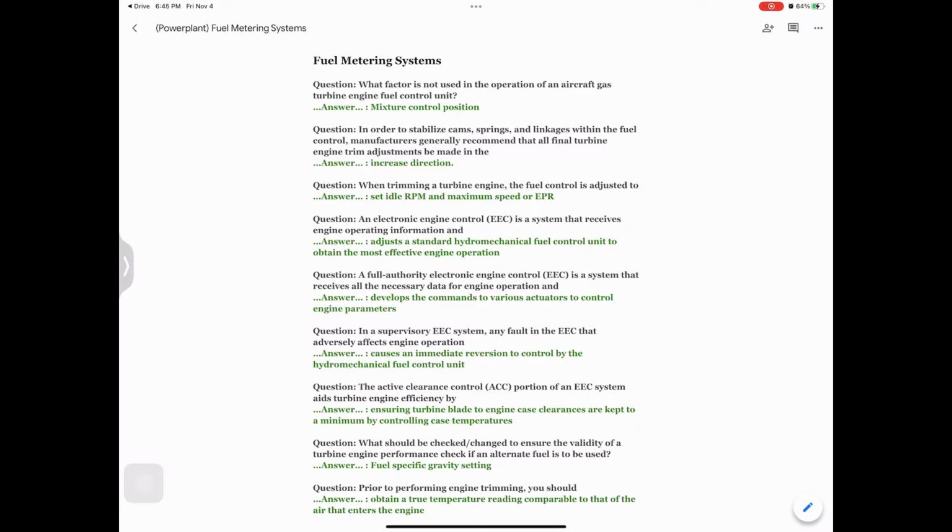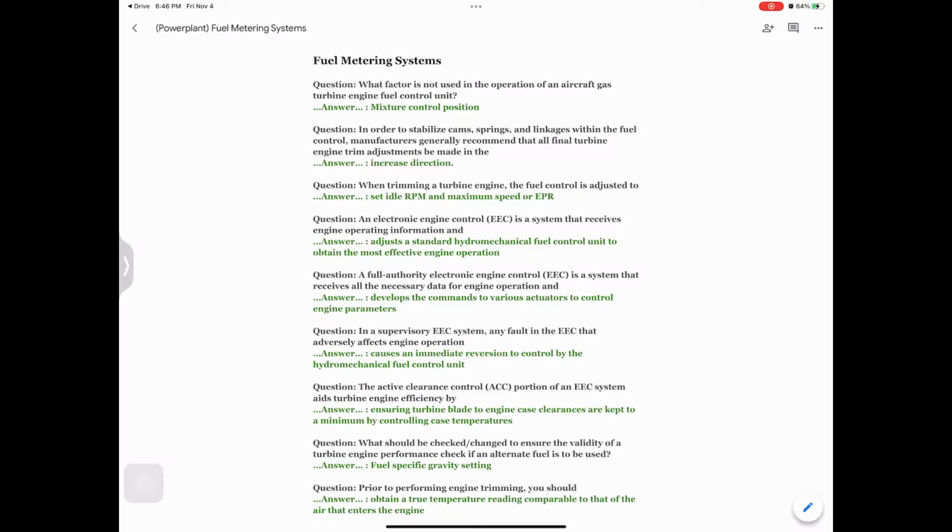Question: when trimming a turbine engine, the fuel control is adjusted to answer: set idle RPM and maximum speed or EPR. Question: an electronic engine control (EEC) is a system that receives engine operating information and answer: adjusts the standard hydromechanical fuel control unit to obtain the most effective engine operation.